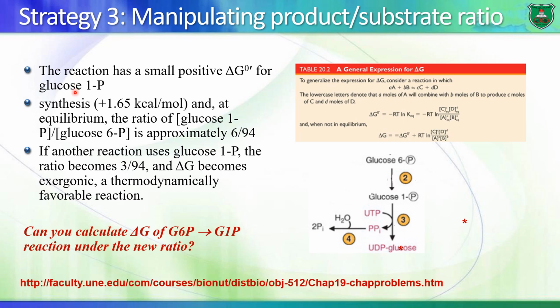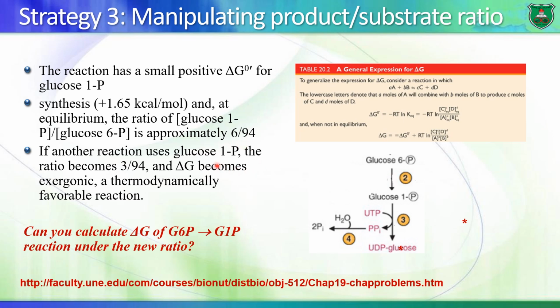So the reaction, as we said before, has a small positive delta G naught prime for converting glucose 6-phosphate to glucose 1-phosphate. Now the ratio at equilibrium, the ratio of glucose 1-phosphate to glucose 6-phosphate is about 6:94.